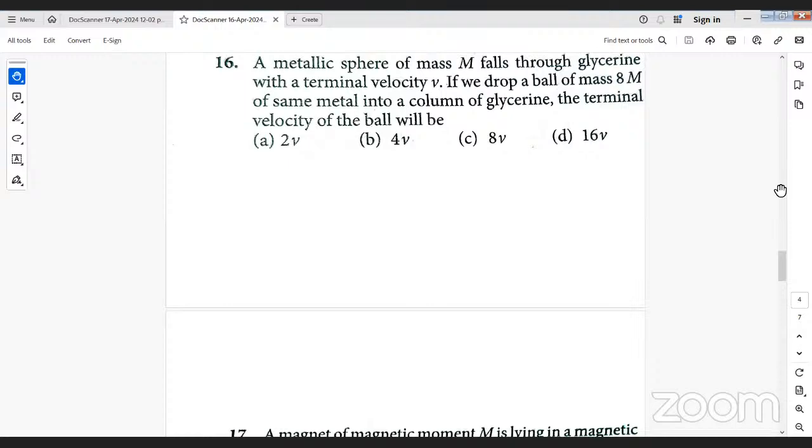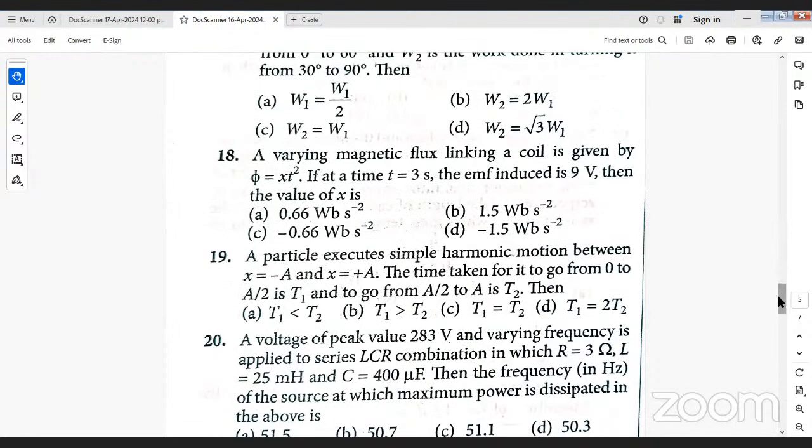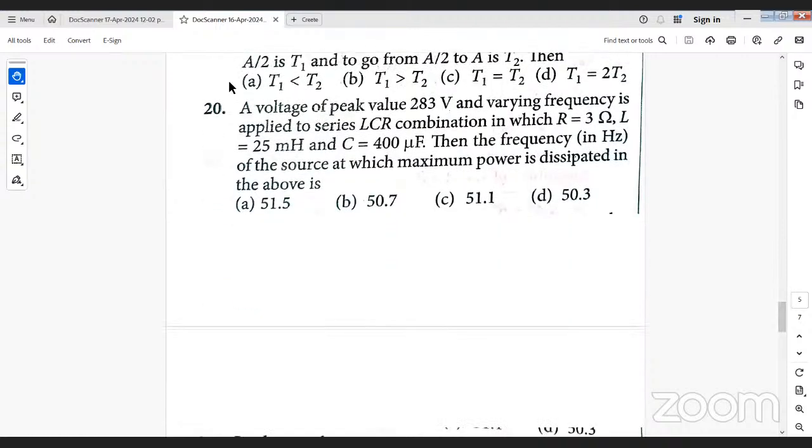Good afternoon, students. Let us start with today's class, the last class, physics. Tomorrow onwards, you people have the CET exams. Yesterday, the 19th question we discussed. Let us continue with the next question.